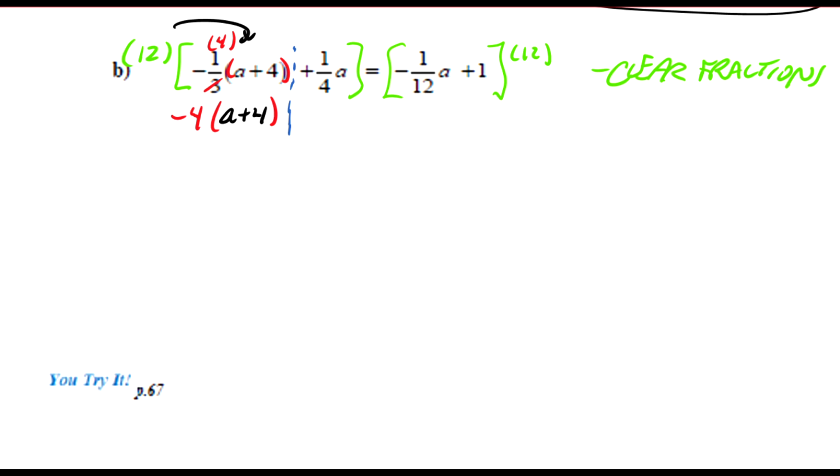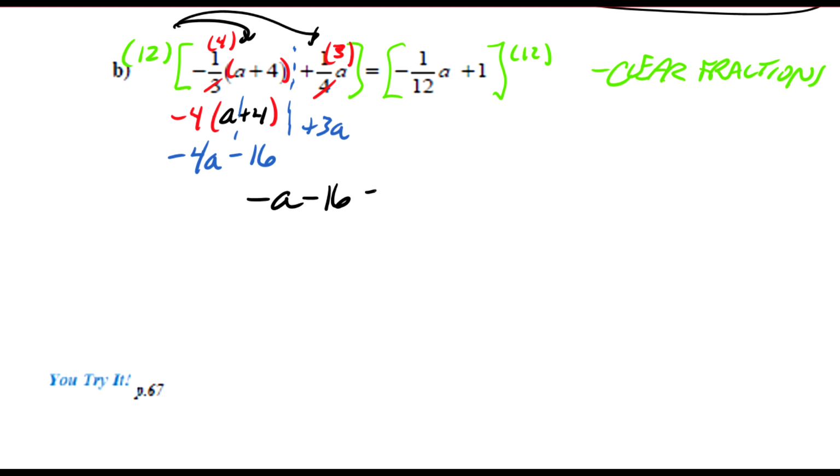Right? So we could distribute that out now. After I did my canceling, we can distribute. This would be a negative 4a and a negative 16, right? Negative 4. When I distribute to the next term, the 4 will cancel with the 12, and it's going to leave a factor of 3. So this term would be 3 times a, which is just 3a, right? And if we combine our terms together on this left side, the left side becomes negative a minus 16.